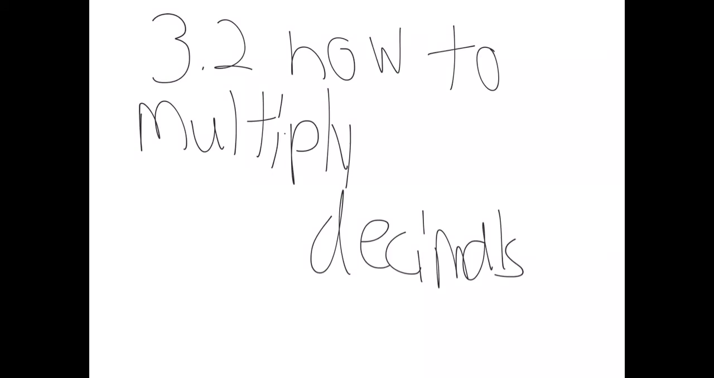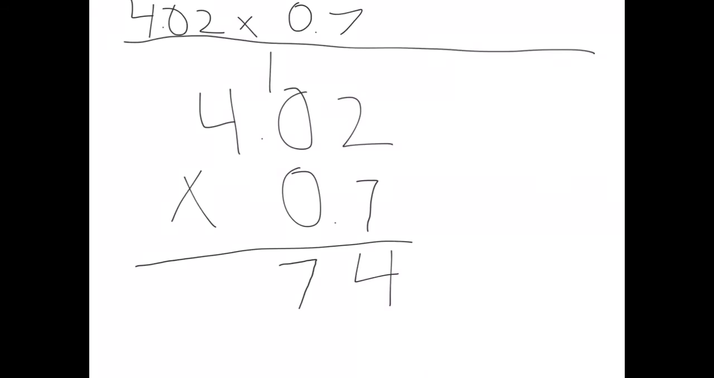3.2, how to multiply decimals. 4.02 times 0.7. So you're going to want to write your problems down, and then you're going to want to multiply. 2 times 7 is 14, and 7 times 1 is 7. 7 times 4 is 28.